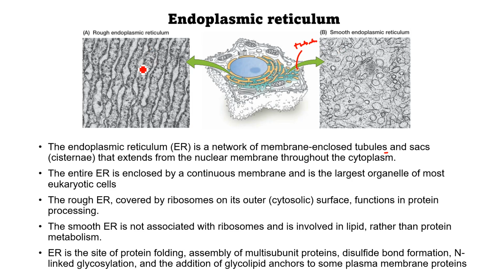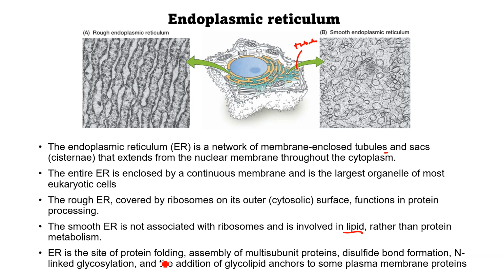Rough endoplasmic reticulum means the reticulum is covered by ribosomes on its surface, and because it is surrounded by ribosomes, it is involved in protein synthesis, right? It is involved in protein processing. And the smooth endoplasmic reticulum is involved in lipid synthesis. You all know about these points, right?